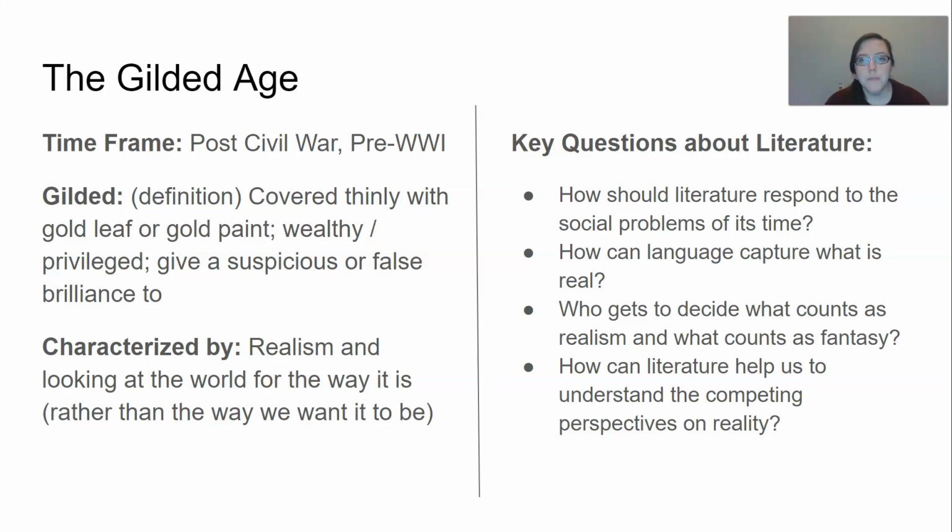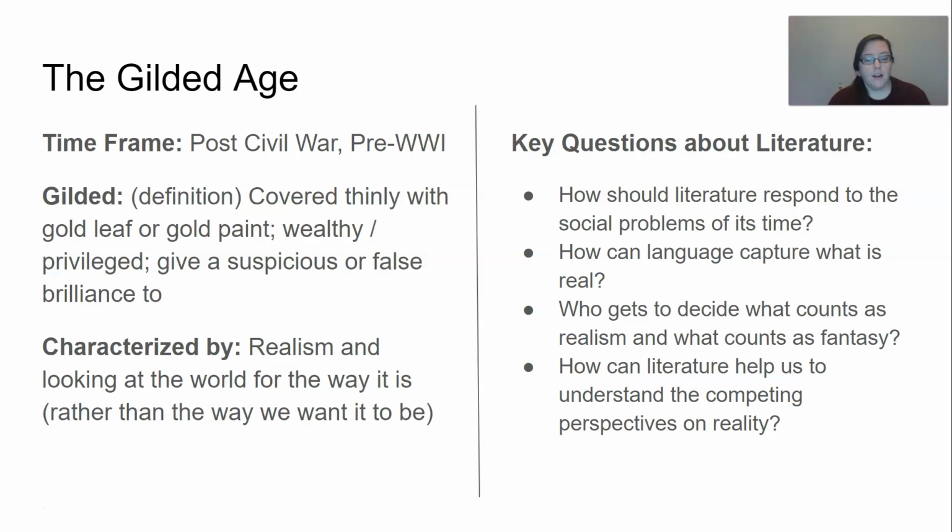But how do we capture what is real? How can language do that? Can we do that? There are plenty of questions. Can we even really capture what's real? Who gets to decide what counts as realism and what counts as fantasy? How can literature help us to understand the competing perspectives on reality? Again, there are multiple realities, and that just means there are multiple perspectives. There are multiple ways that we see things.